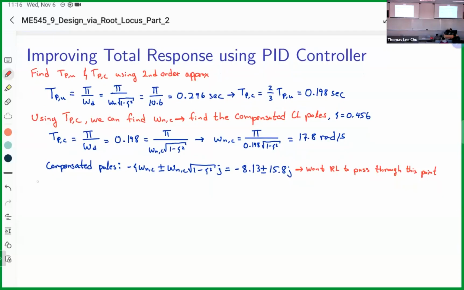So we're going to design the PD controller such that the root locus passes through minus 8.13 plus or minus 15.8j.